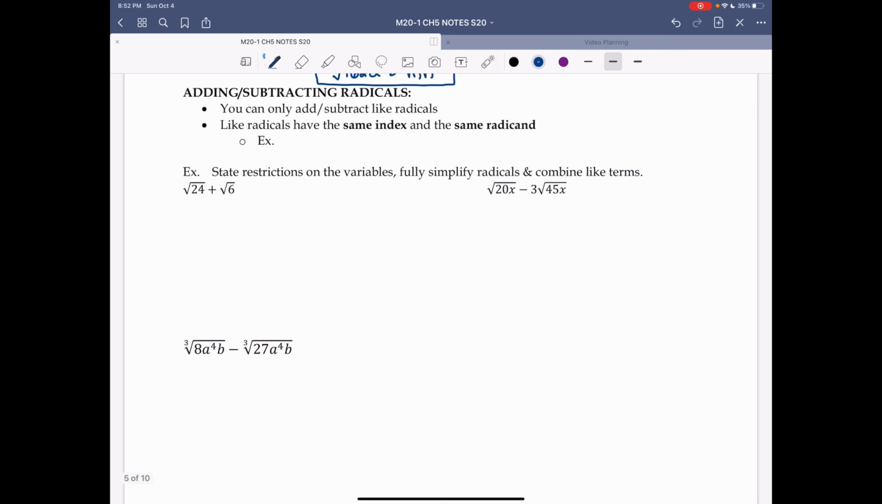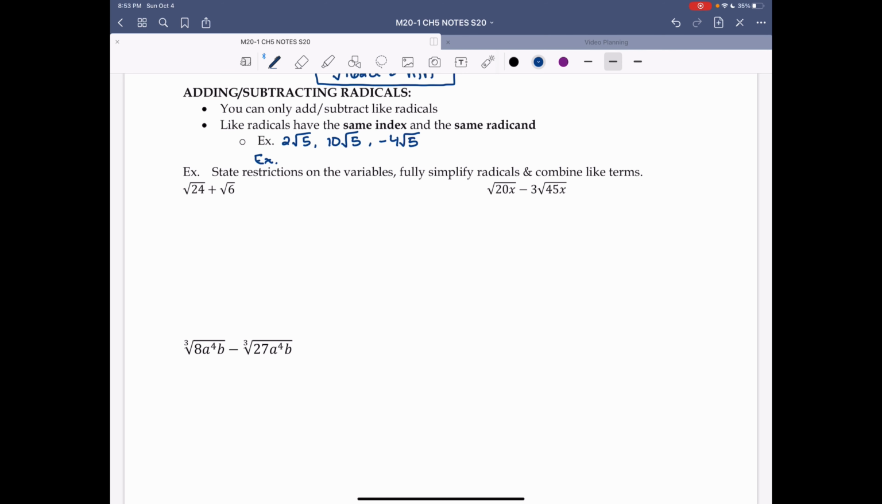Adding and subtracting radicals. You can only add or subtract like radicals. Like radicals have the same index and the same radicand. For example, 2 square root 5, 10 square root 5, and negative 4 square root 5 are all like radicals because they all have square root 5.